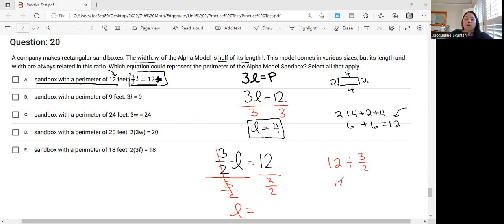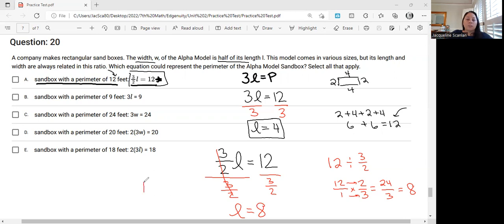So I'm going to do 12 over 1. And instead of dividing by the fraction, I'm going to multiply by the reciprocal. I'm going to flip it. Okay, so 12 times 2, multiply straight across. 12 times 2 is 24. 1 times 3 is 3. 3 goes into 24 8 times. So what I was able to figure out is that the length is 8.